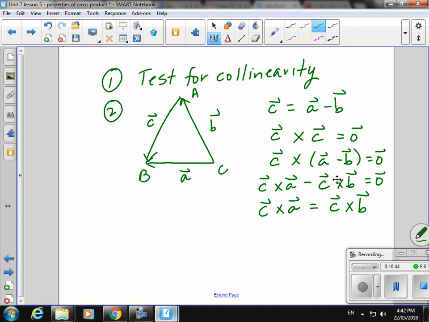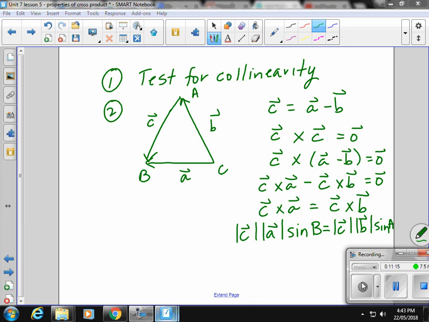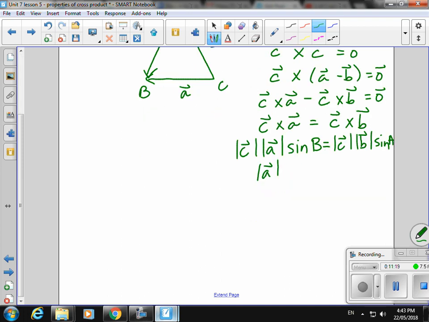By definition, vector C cross A is the magnitude of C, magnitude of A, sine the angle between them. So in this particular diagram, C and A have angle B between them. Cross product of C and B would be magnitude of C, magnitude of B, sine the angle between them, which would be A. I can divide both sides by magnitude of C. So magnitude of A sine B equals magnitude of B sine A, and we have just proven the sine law. Divide both sides by sine A, divide both sides by sine B. That's kind of cool.